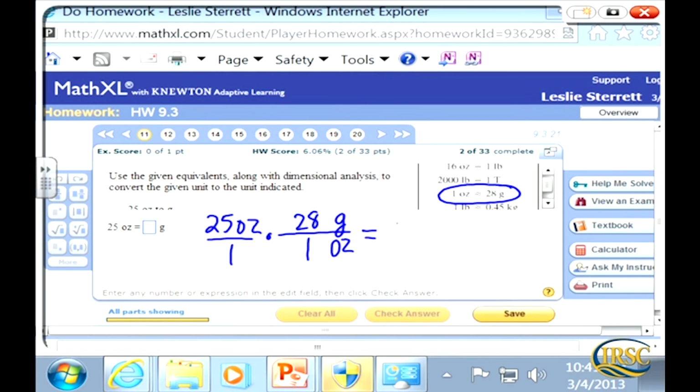1,100? 700? Okay. All right, so 700 grams.